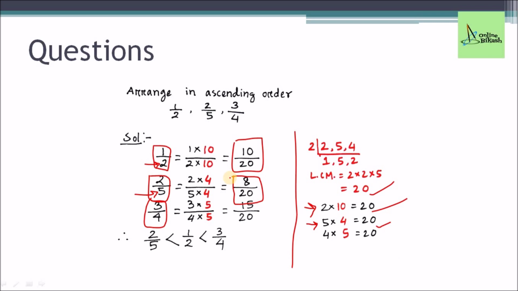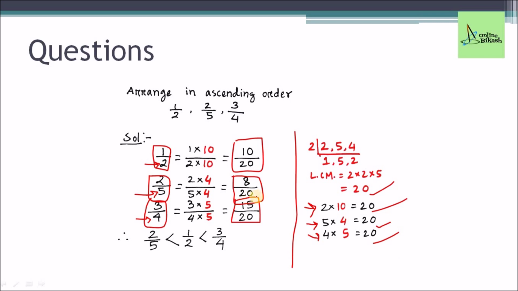After that you come to the new fraction, that is 3 by 4. And here the denominator is 4. Then we will check what you will multiply with 4 to get the LCM 20. You will say 4 5s are 20. So 5 is multiplied. That 5 you multiply with both numerator and denominator of 3 by 4, and you will get 15 by 20. Is it clear?